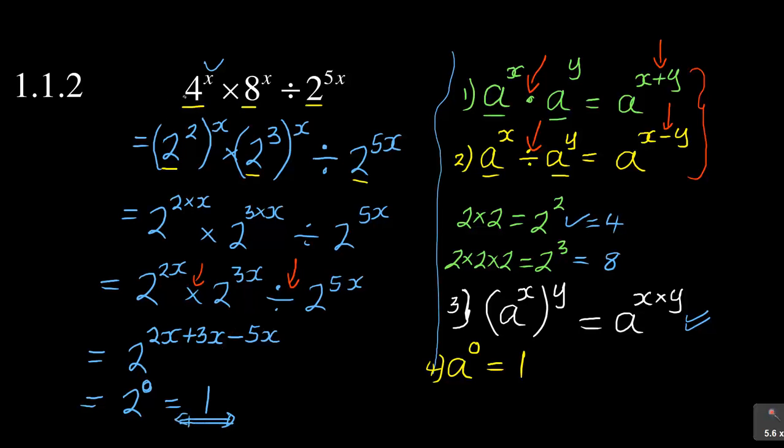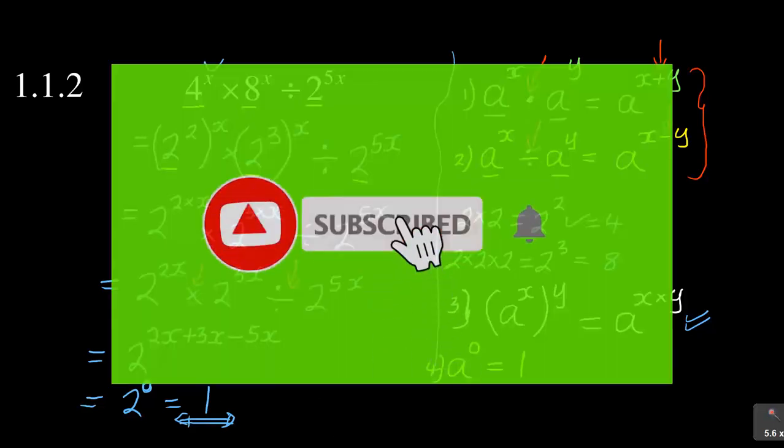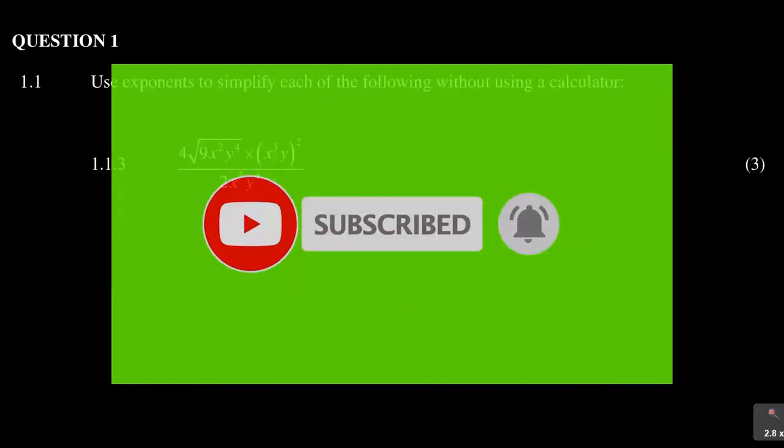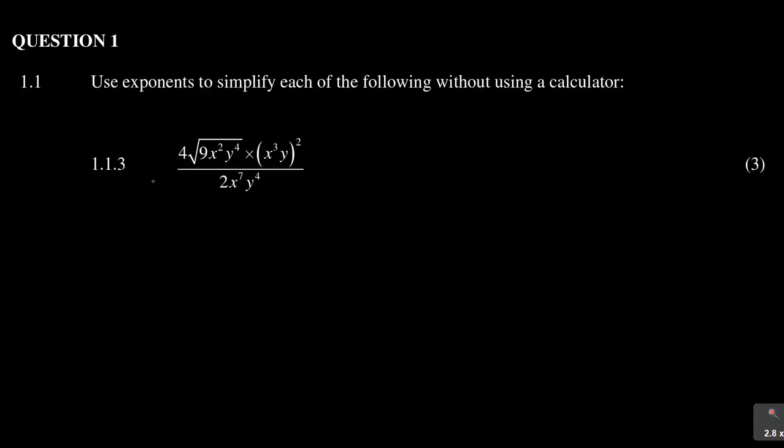So whatever you're doing, it all simplified to a 1. So that is how you could also approach this question. It was out of 4 marks, but I think it was worth the 4 marks. Now let us move on to question 1.1.3. It says again, still use exponents to simplify each of the following, and we must not use a calculator. And this particular question is 3 marks.